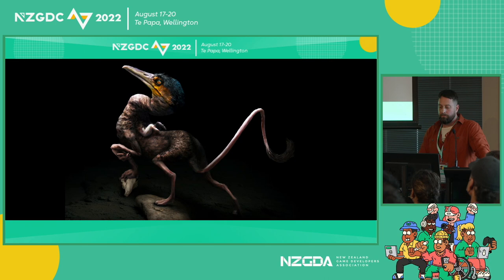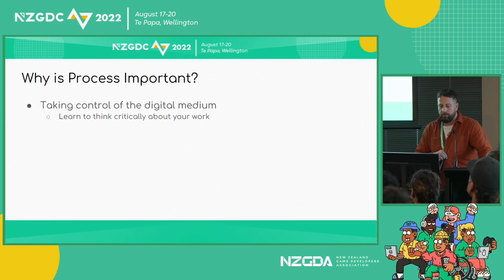All right, so process. When we talk about process, it can be a boring thing, but it's a very important thing to understand. Why is process important? Because you need to take control of the medium that you're working in, whether it's practical sculpture or digital sculpture. In this case, digital sculpture, taking control of a digital medium is about learning to think critically about your work.